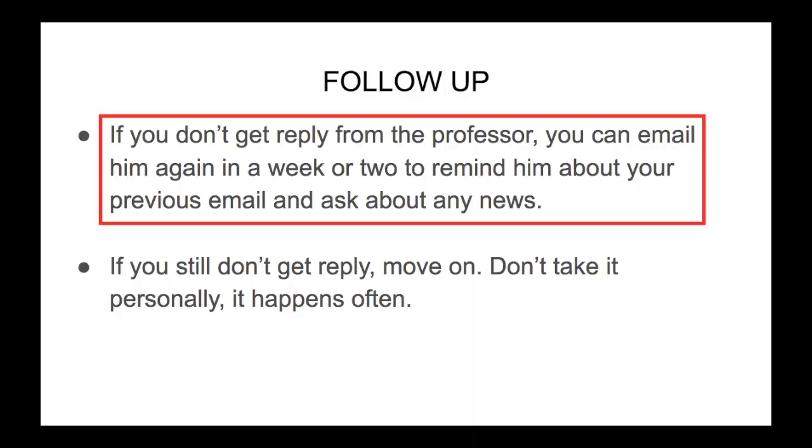And here comes the most difficult part of your application, that is waiting for the reply. If you don't get a reply from the professor within, say, a week or two, you can send him a follow-up email to remind him about your previous email and ask about any news. If you have sent your follow-up email and you still don't get a reply, then it's time to move on. You can't do anything else.